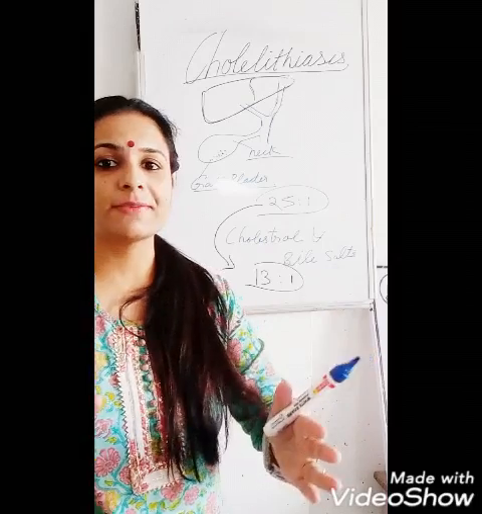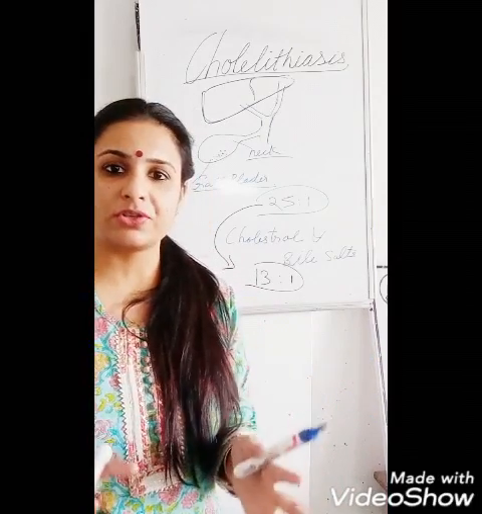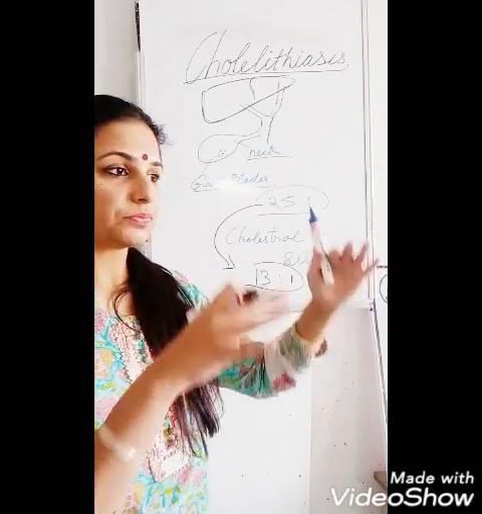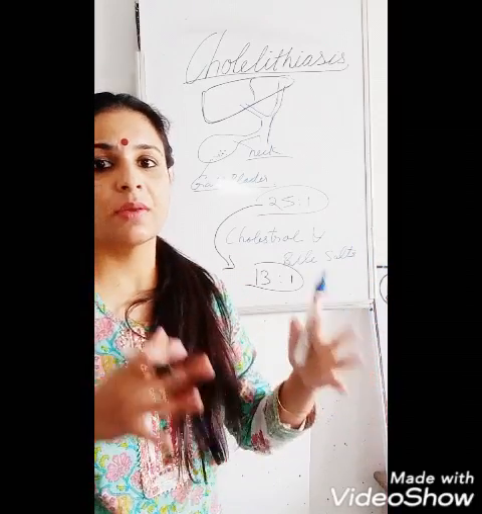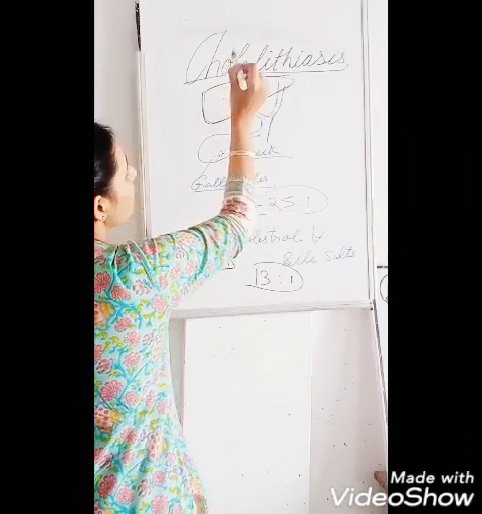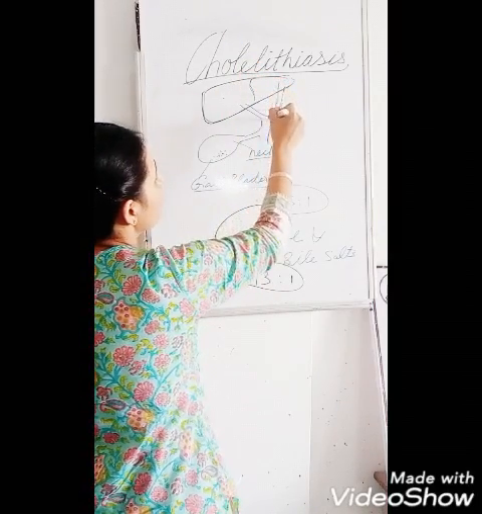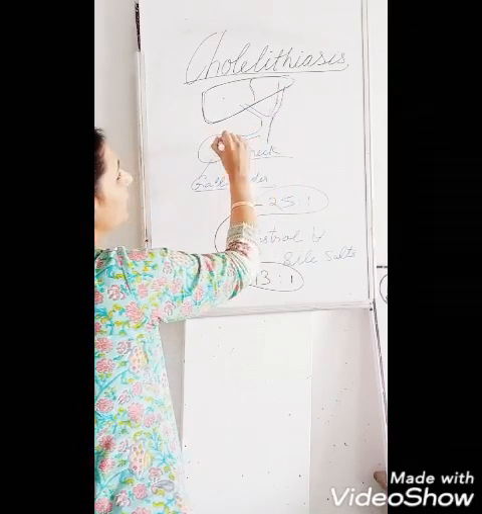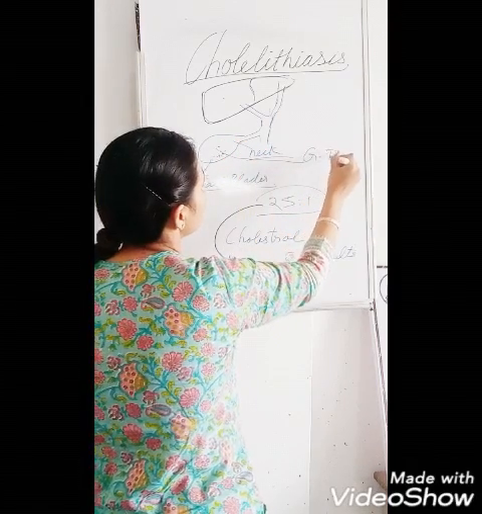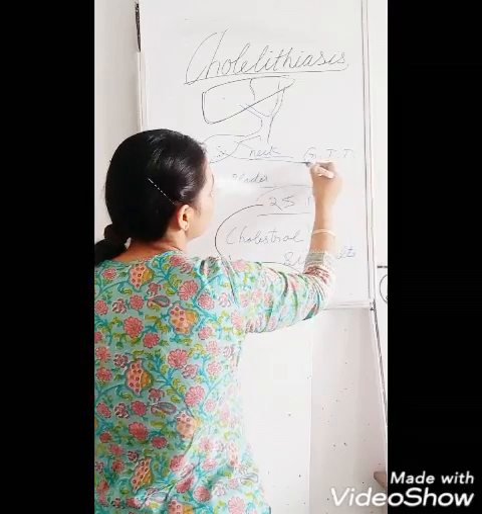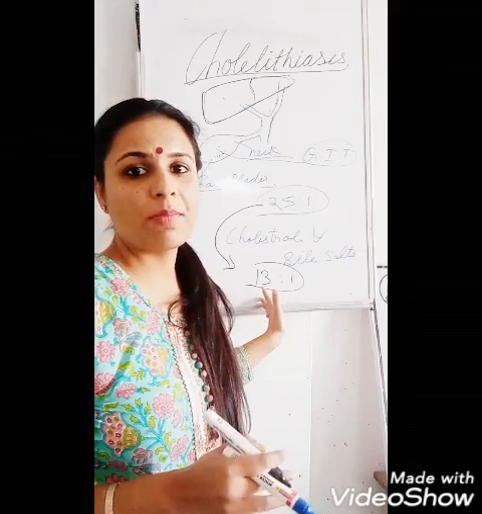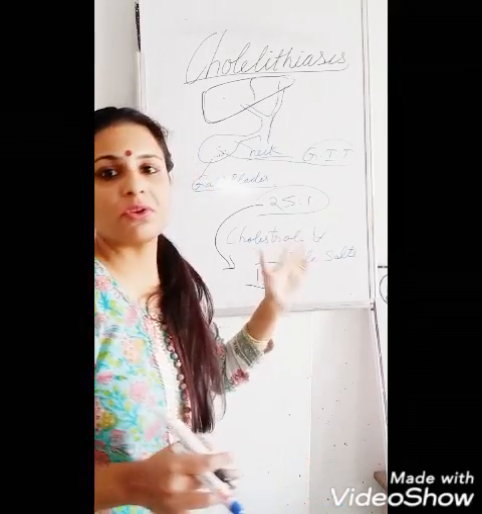I have already explained that cholesterol is not water soluble, and to travel into the GIT, the cholesterol is produced inside the liver. Cholesterol is produced in the liver. From the liver it enters through the biliary system into the gallbladder, and from the gallbladder it gets into the GIT, and from the GIT it gets eliminated or excreted. Since it is not water soluble, it combines with bile salts and also with phospholipids.